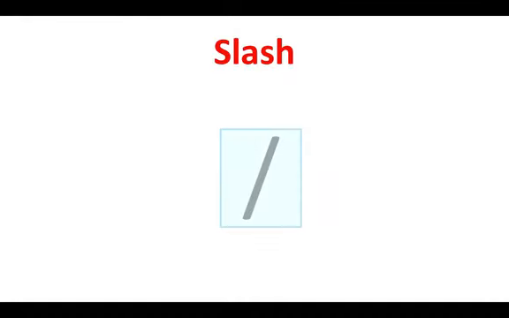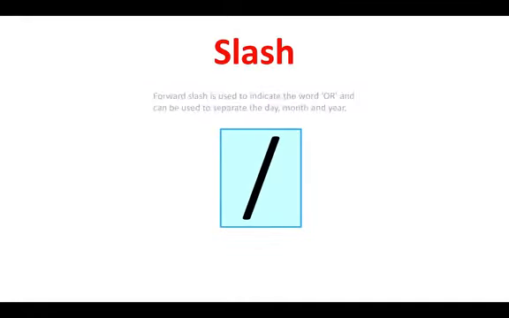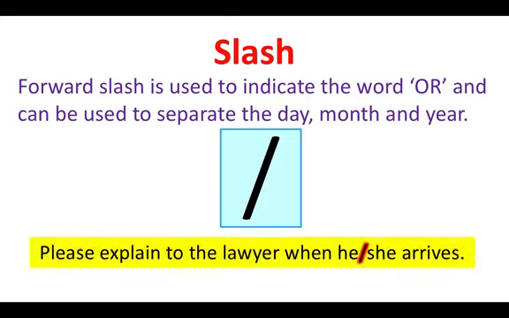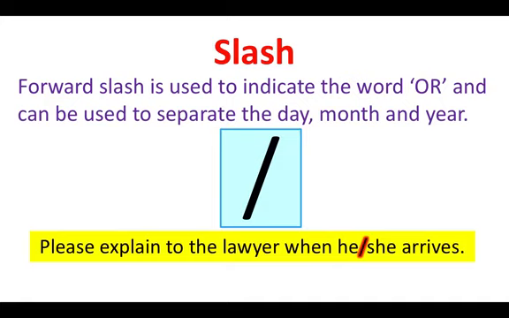Slash. A forward slash is used to indicate the word or and can be used to separate the day, month, and year. For example, please explain to the lawyer and/or she arrives. So in this example, the forward slash is used to indicate the word or.